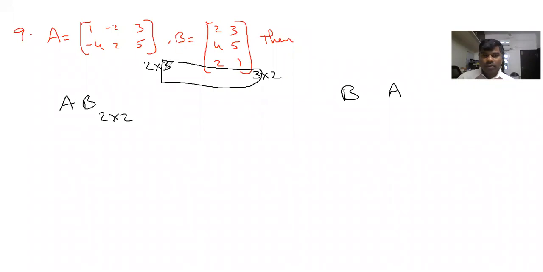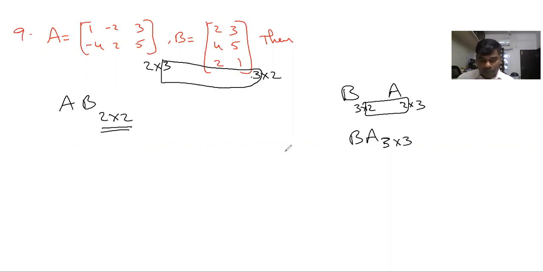Because this 3 and 3 is matching, the AB product is possible and the order of AB is 2 by 2. Same way, when you write B first, B is 3 by 2 and A is 2 by 3. So these two are the same. That's why the product BA is possible. If they are not the same, the product is not possible. And the order of BA is 3 by 3.